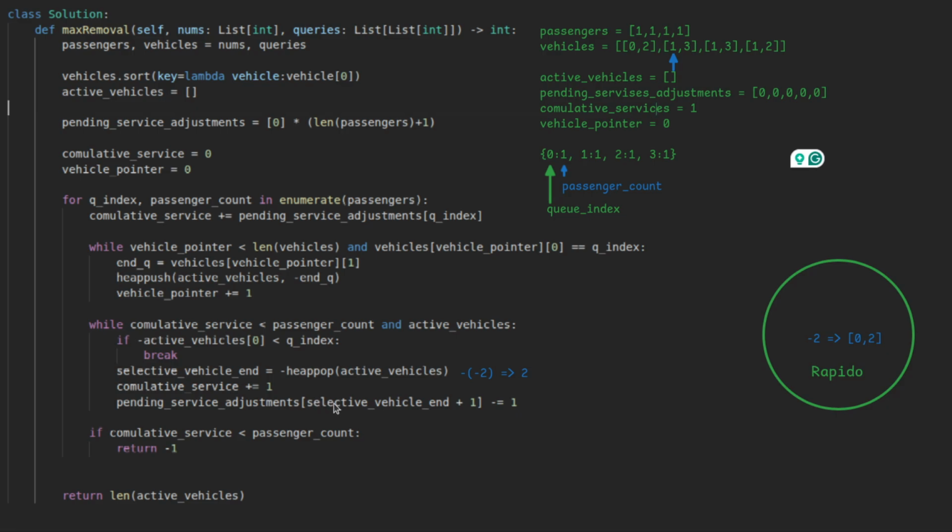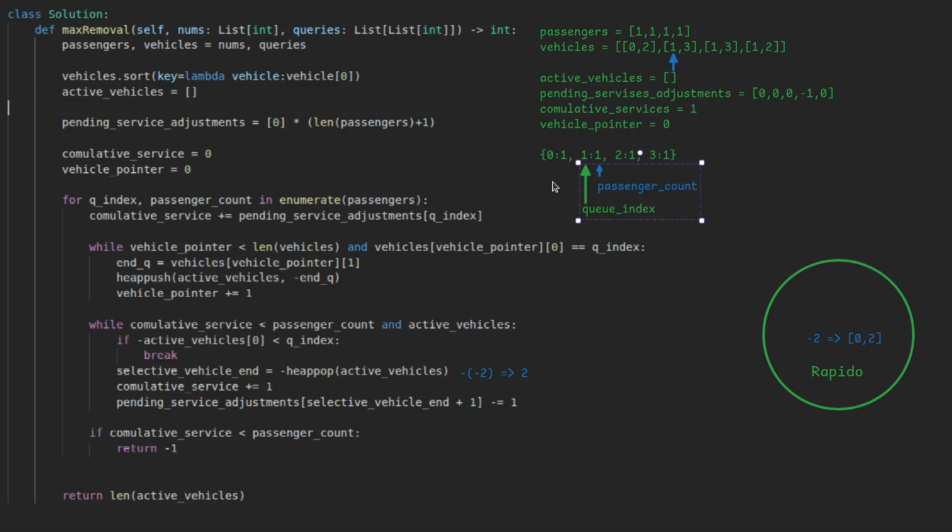Now I have pending services adjustment. So what is selective vehicle end here? That is 2 plus 1 is 3. So I am going here to 0, 1, 2 and 3 and I am telling here minus 1. That means the passenger needs to be onboarded here, deboarded here, right? Now I have my cumulative service as 1 and passenger count as 1, both as 1. So it will get out of this while loop, it will not go into this if condition, and now I have to increase this passenger count and query both to 1, right?